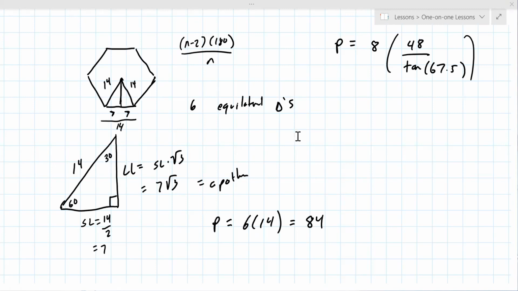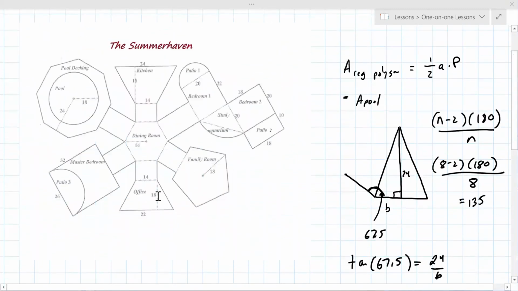Okay, so we'll go back now. We'll look at the office. The office is another trapezoid. That's not very interesting, but that's what it is. It's just like the kitchen. It's another trapezoid, so it's the same formula as up here. Let copy and paste be your friend here and just copy stuff like that.